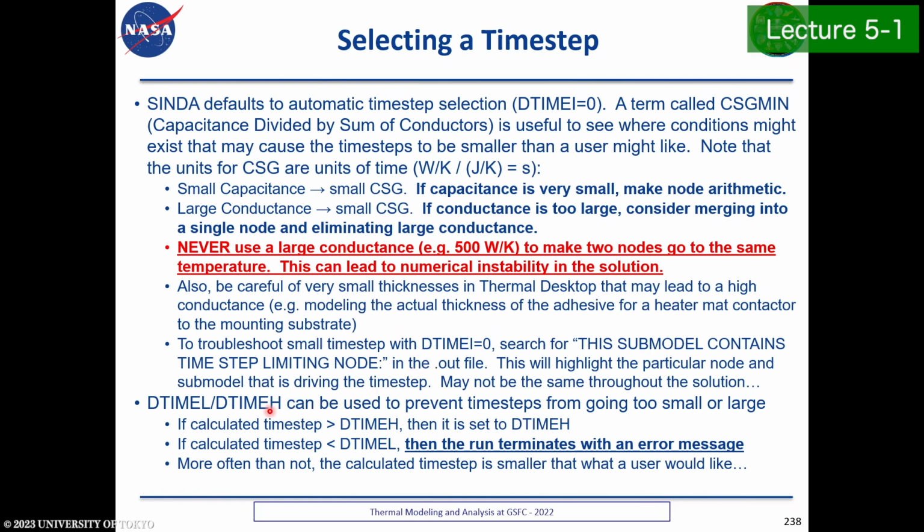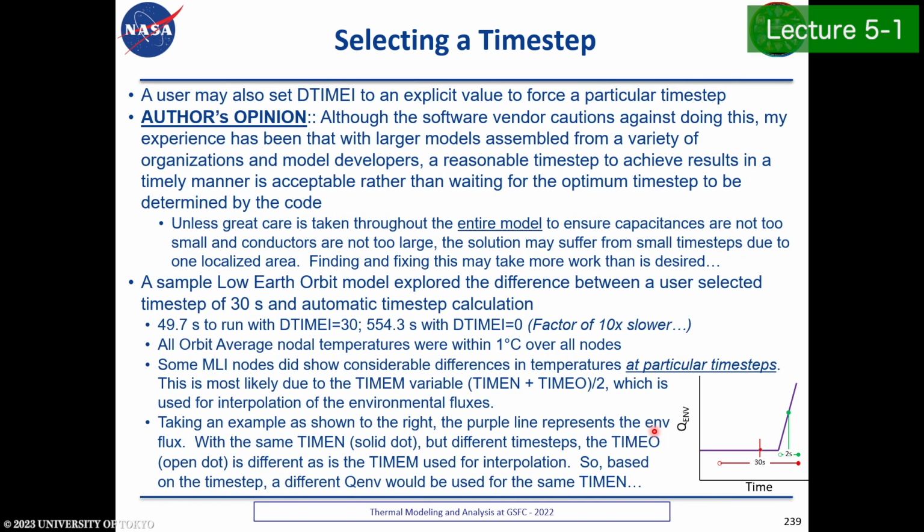DTIMEL and DTIMEH can be used to prevent the time steps from going too small or too large. If the calculated time step is greater than DTIMEH, then it sets it to that. If it's less than DTIMEL, it usually terminates with an error message. More often than not, from my experience, if I haven't very carefully conditioned the model, it's going to take much, much smaller time steps than I really want it to. That's why I tend to say, let me just, as an experienced engineer, decide that, you know what, things don't happen faster than probably 30 seconds in thermal.